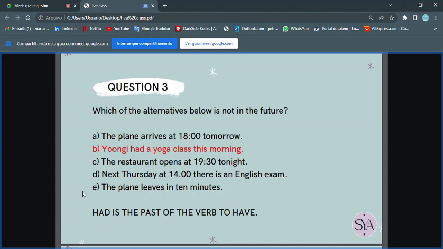And the last sentence, the plane leaves in 10 minutes. It's also the same thing. We know that the verb is in the present, but regarding the situation, we know that in 10 minutes is the future, so the sentence is also in the future. So the sentence that you need to check is letter B, especially because we have the verb had and this morning, so we have a situation that already happened and it's not in the future.